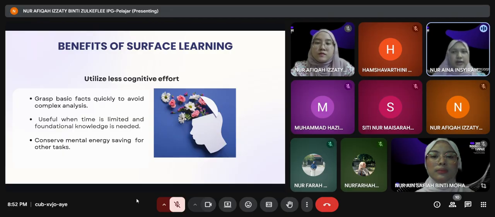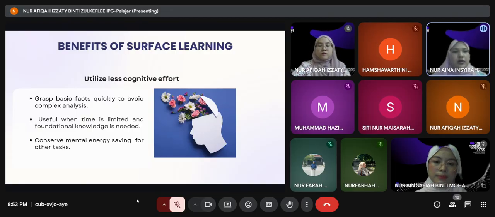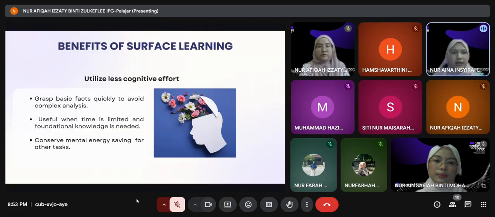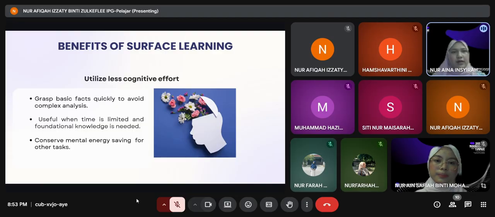For example, if the student has an exam next week, they can use this type of learning so that they can focus on high-frequency topics to secure marks effectively before they start to use deep learning for more complex topics. And on the other hand, it is essential for you to use this type of learning, because you can save your mental energy for another task. When you have a lot more energy, you can use it for more complex tasks using the deep learning method.